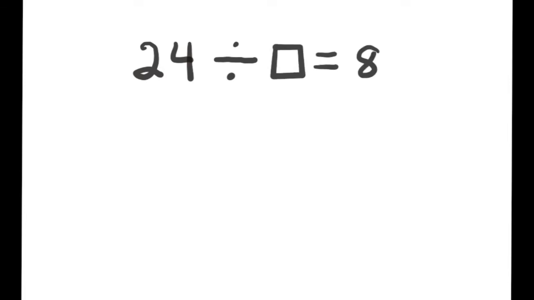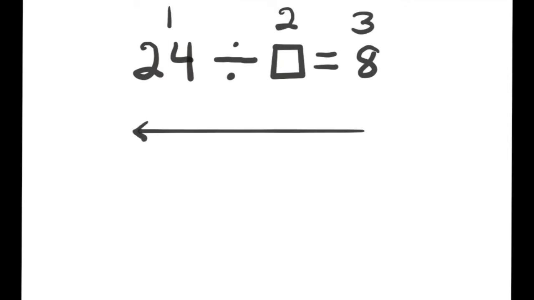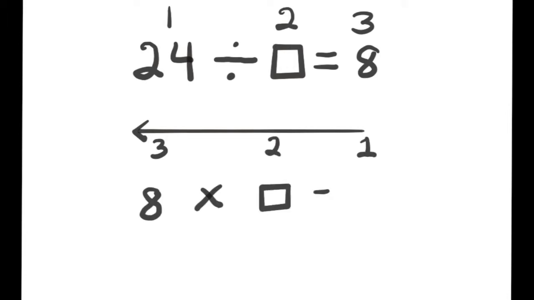In this next example, we're going to start off with 24 divided by our unknown quantity, in this case, a square, equals 8. So to do the inverse, we're going to reverse that order and change the sign. So we're going to have it as 8 times our square equals 24.